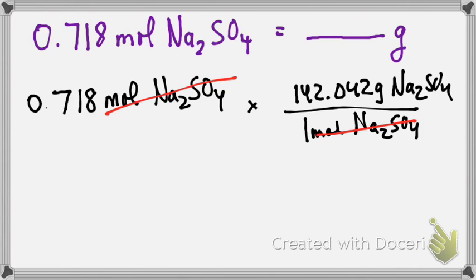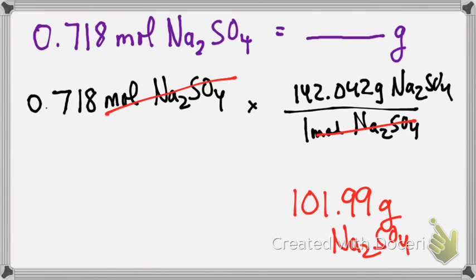So now we simply need to multiply 0.718 by the molar mass. And I get 101.99 grams of sodium sulfate.